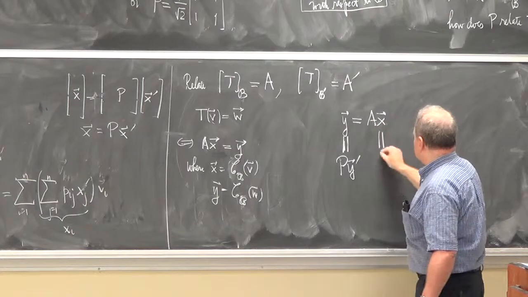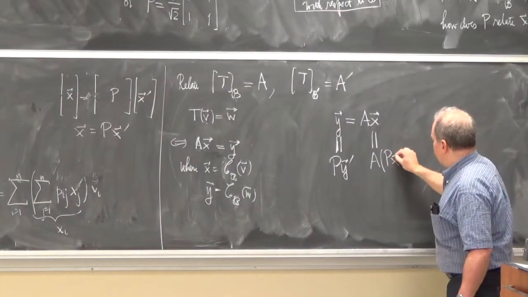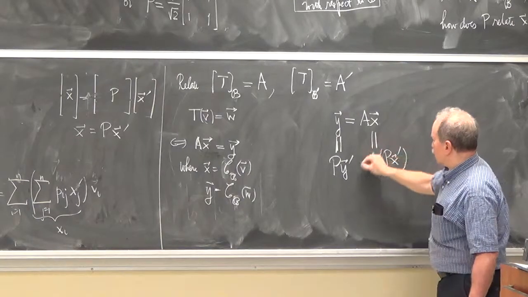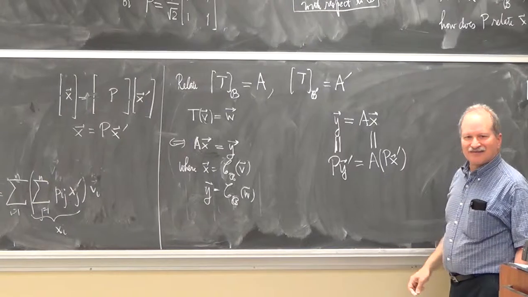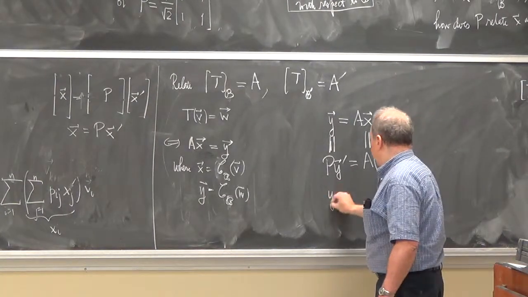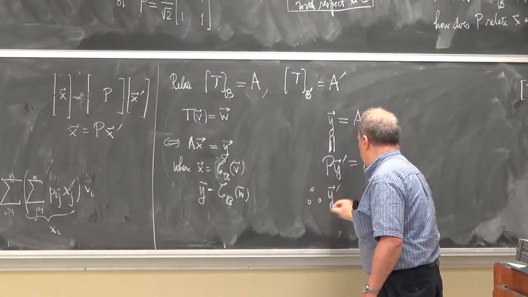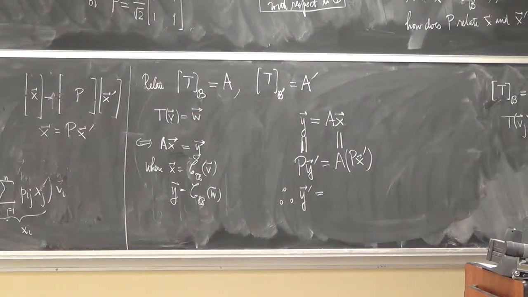And AX is A times PX prime. Well, then surely if these are equal and these are equal and these are equal, these should be equal. So what's Y prime? P inverse A. P inverse A.